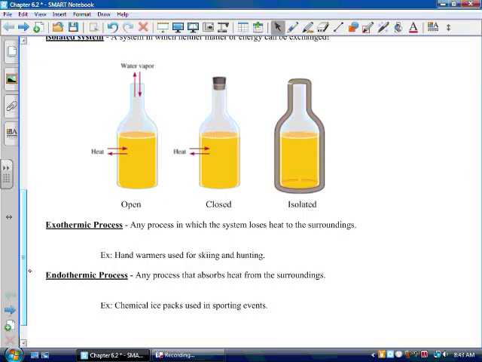An example of an exothermic reaction would be those hand warmers you use in the wintertime. You open them up, you shake them up, and they start to give off heat. As they give off heat from the chemical reaction, the heat is flowing outward to your hands and to your body, keeping you warm.